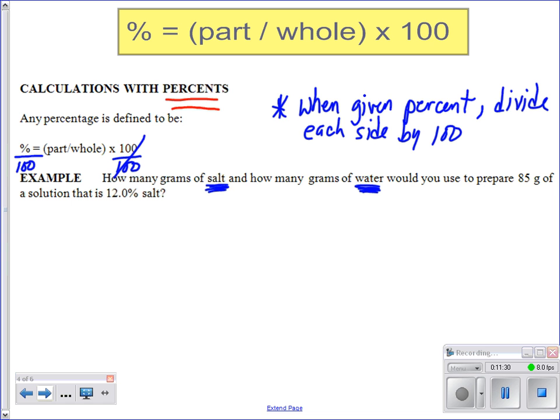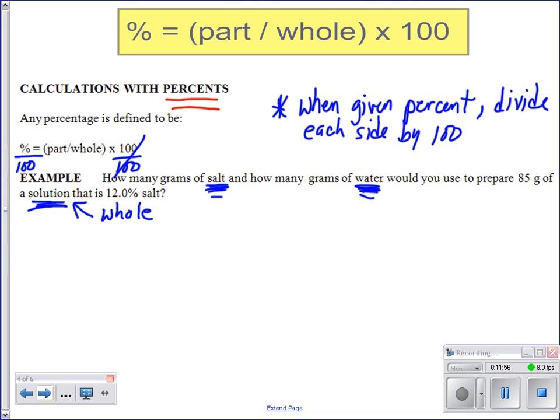What would you use to prepare 85 grams of a solution that is 12% salt? Which one of those underlined words is the whole in this solution? This is that whole that we're looking for. These are each parts. So when we think about part divided by whole, that's what you're thinking about. You need to read carefully.